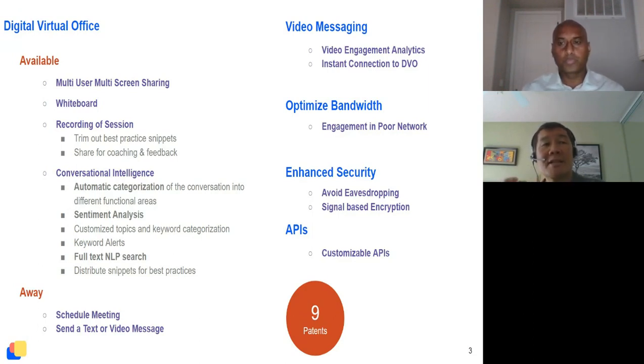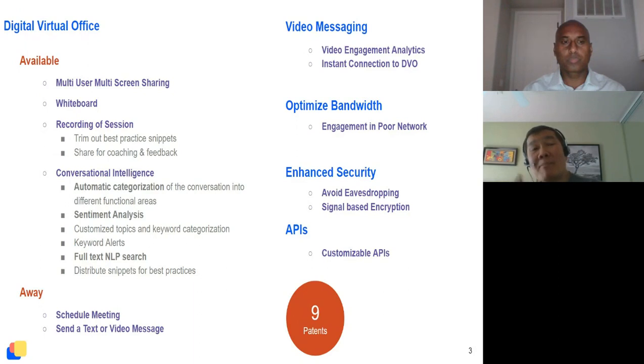Touching on conversational intelligence, the ability to automatically categorize the conversation into different functional areas. In other words, if we're speaking about sales, product, marketing, the system will automatically detect that that conversation is associated with that particular category and bin it accordingly. Sentiment analysis. How is the tone of the conversation going? Is it upbeat? Is it down? Is it engaged?